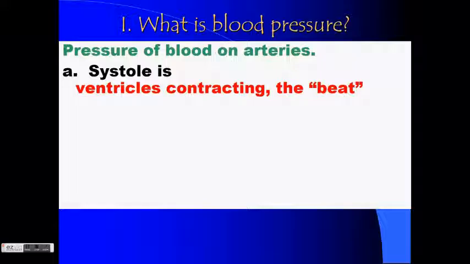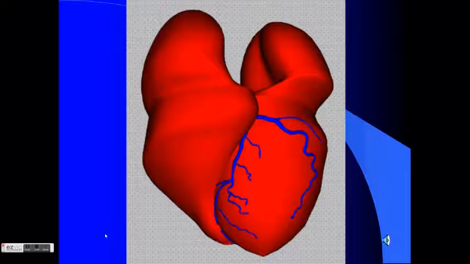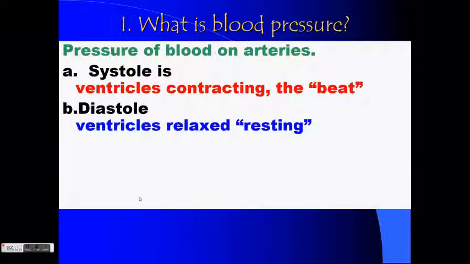And so there's really two different numbers that we keep track of when we talk about blood pressure. One of those is when the ventricles are contracting, the beat of the heart, and we call that systole. The next one is called diastole, and that is when the heart is relaxed. And so you alternate between a high pressure, systole, and a low pressure, diastole, each time the heart contracts and relaxes.